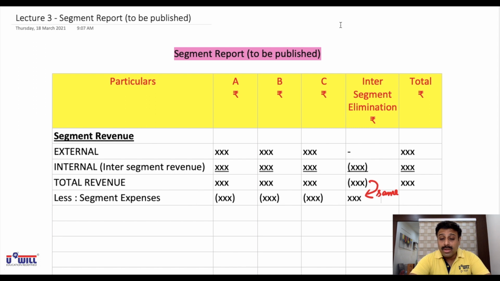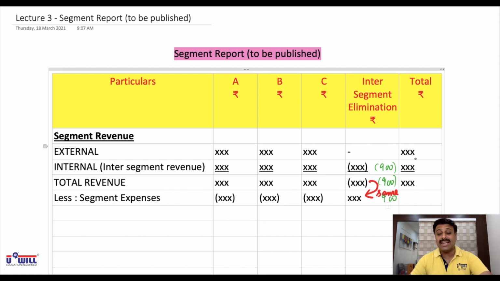Then what will you do? Here you will include, if they are sending at 900, okay, then in their books also they are showing 900. So here you will include 900, and inter-segment sales you will minus. And because you are sending at cost, 900 itself is the cost of that shirt, so that we have to eliminate. So minus 900 and plus 900 because you are sending at cost. When I come to the profit part, I'll explain what will happen if they are sending at profit. So here you will show segment results.